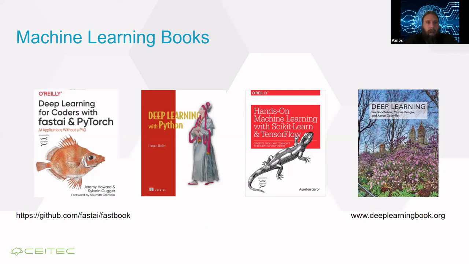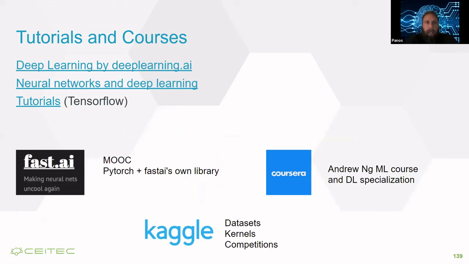And also I have a few links to tutorials that you can do. So there's three links to tutorial sites. Then there's two online courses that are really good. The one is Fast AI, and the other is a more theoretical course from, I don't remember which university, that gives a really solid understanding of deep learning.